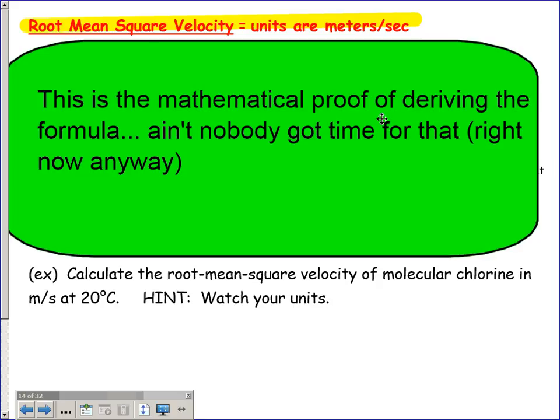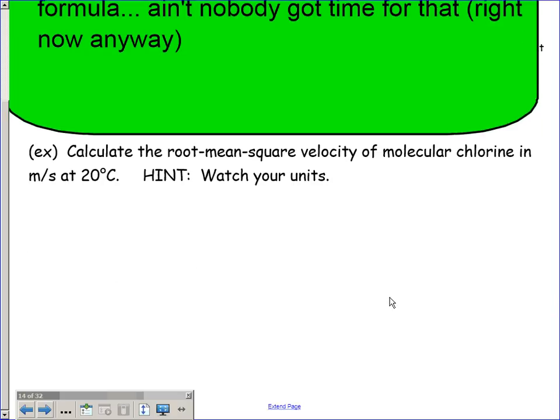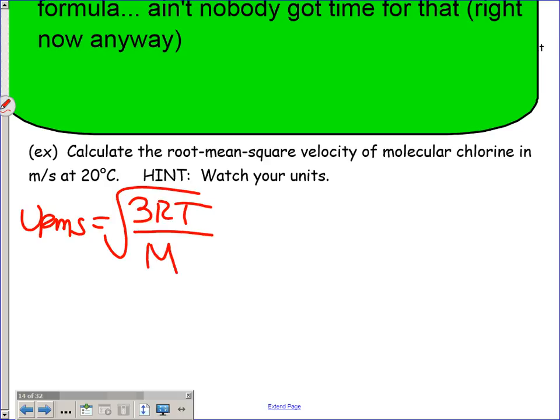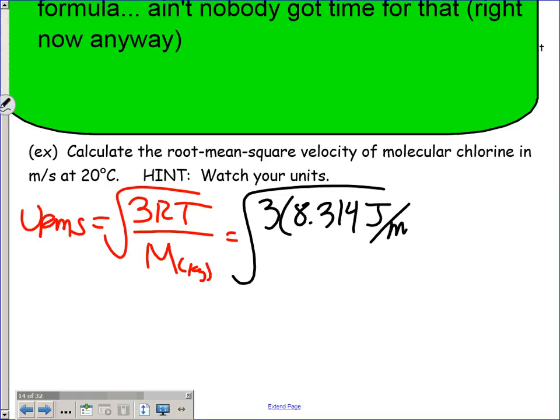So using your root mean square velocity, let's find the velocity of molecular chlorine. What is the root mean square velocity formula? 3RT over mass in kilograms. What are the particular variables? So 3, what's R? You're writing this down for yourself as a sample problem for later. 8.314 joules per mole K.